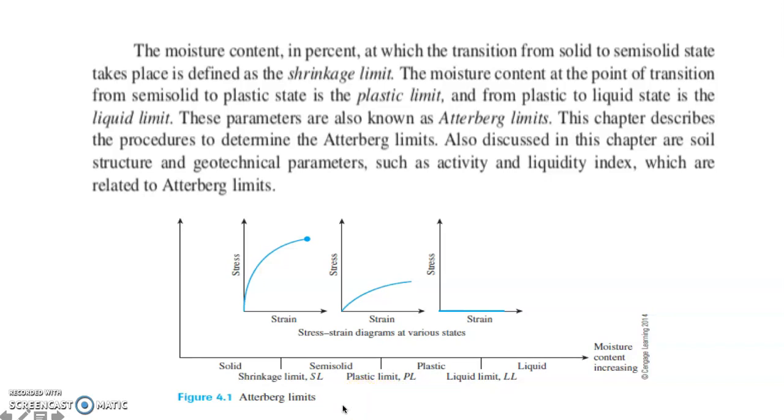So this chapter will describe the procedures to determine the Atterberg limits. So meaning to say, as we go on in this chapter, we will be discussing how to obtain the liquid limit, plastic limit, and the shrinkage limit. These three are called the Atterberg limits.